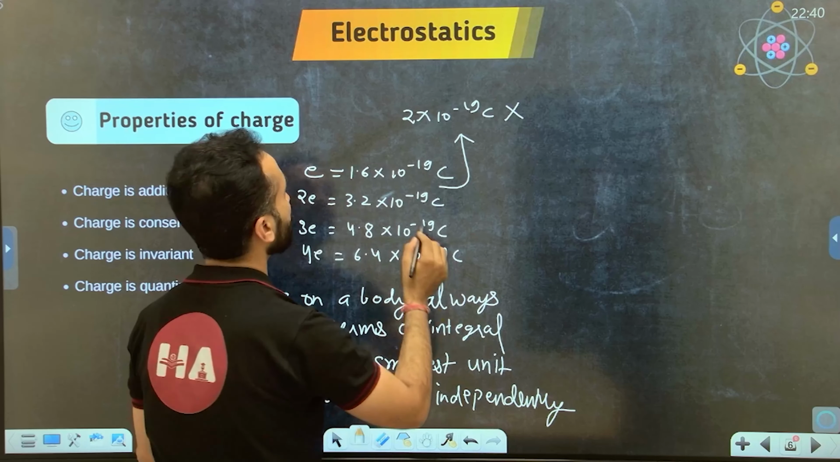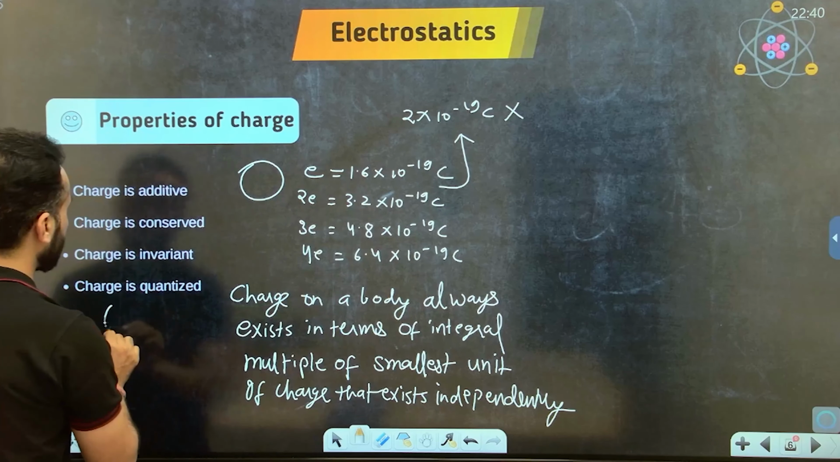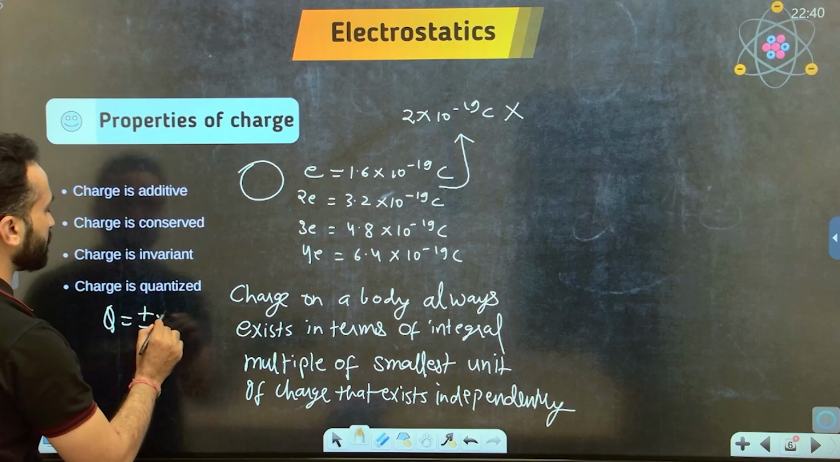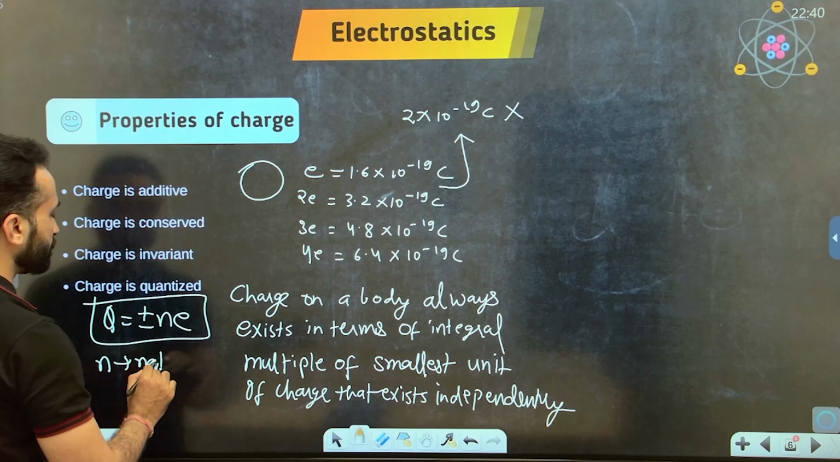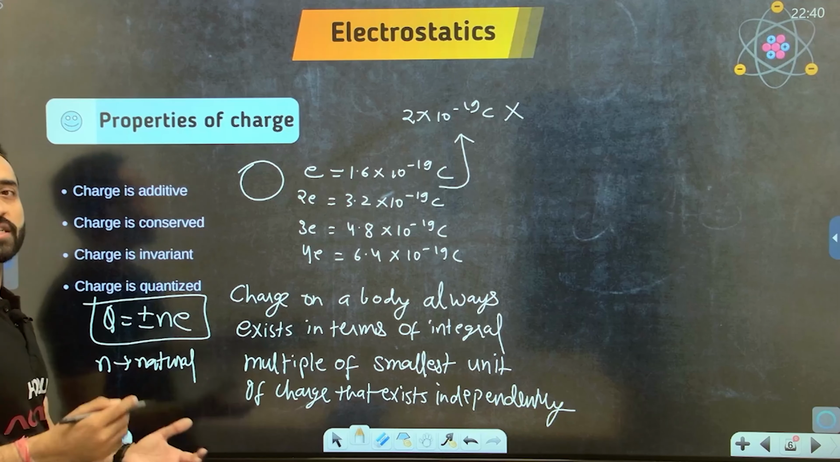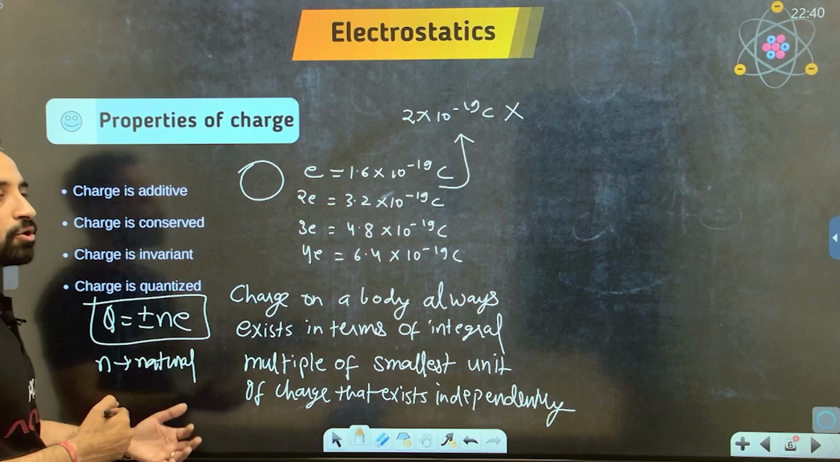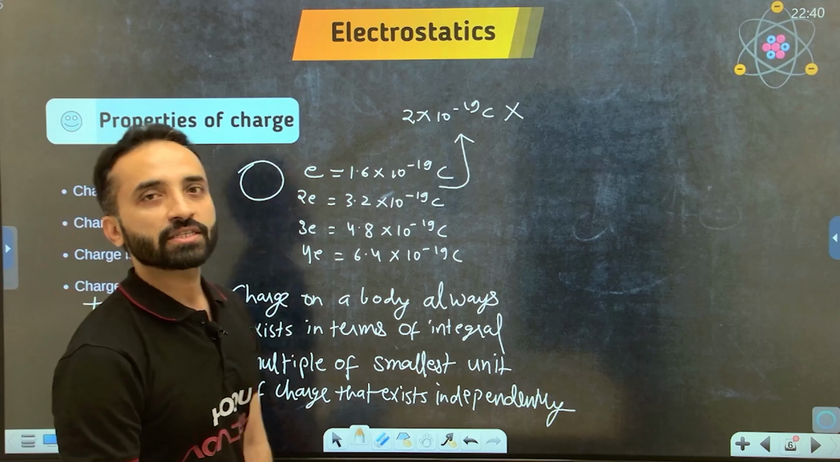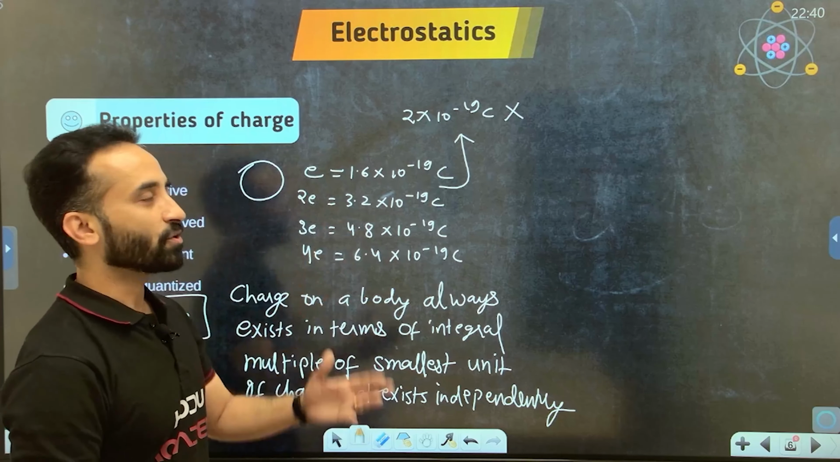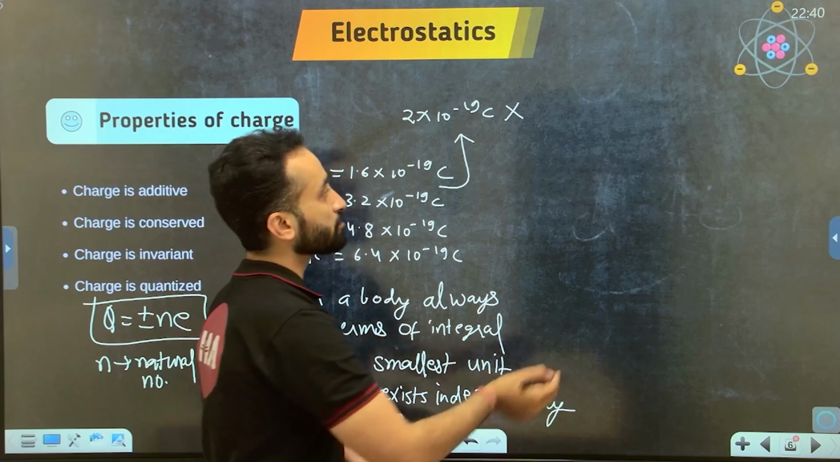Can we summarize this by just saying that charge is always equal to plus minus ne, where n means all natural numbers? I've already given the scope of plus minus because electrons can be gained or they can be lost. So charge is always in terms of multiples of electronic charge. But this might change in future.